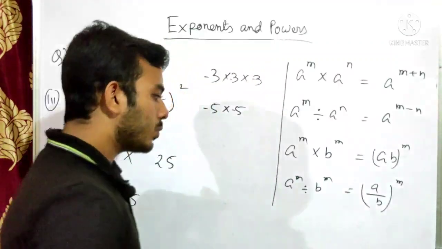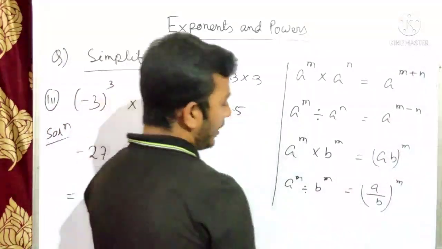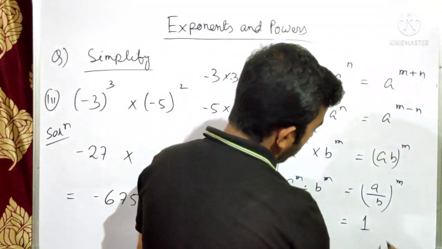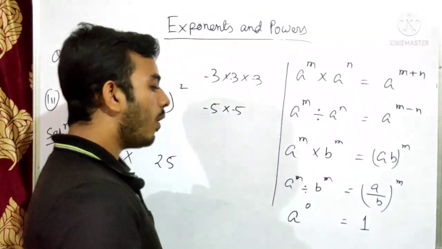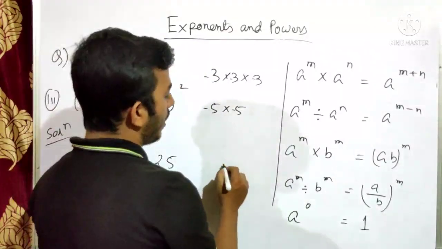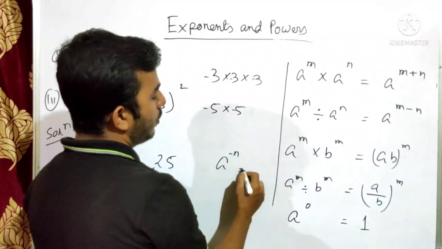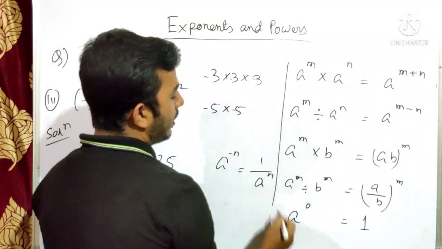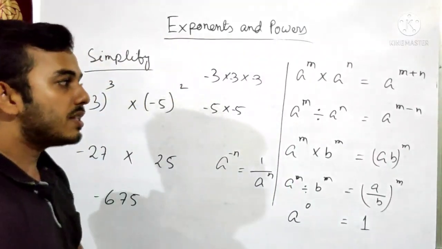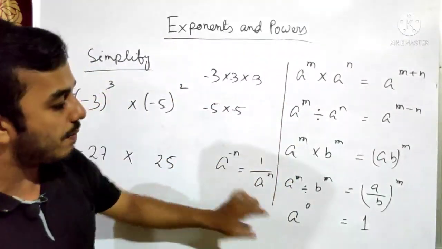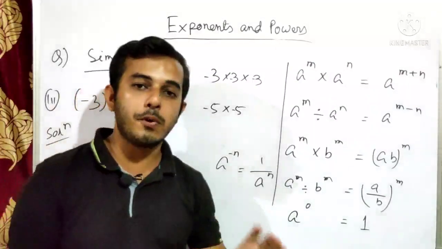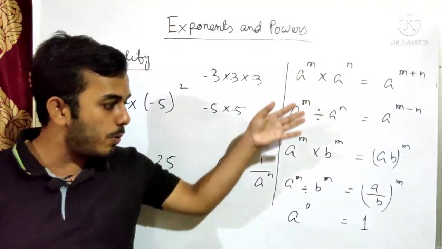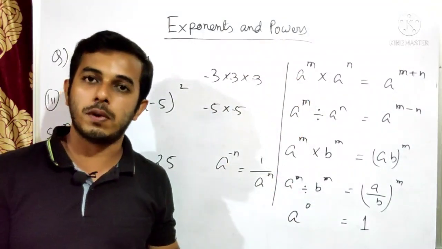Okay. Next, one more case we can find, that is a to the power 0. If a to the power 0, what is it? It is 1. Clear? One more case, a to the power minus n. If we have a negative power, it can be written like this, 1 by a to the power n. Clear? Okay. So these are the 1, 2, 3, 4, 5, 6 most important relations of exponents and powers.